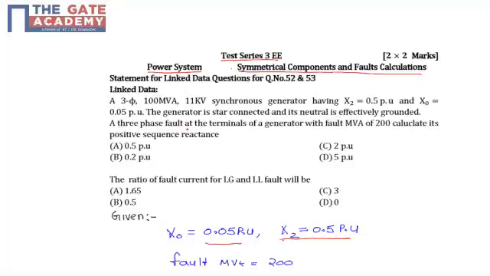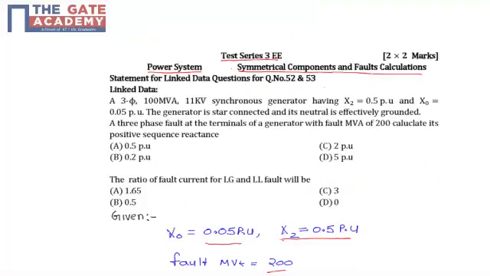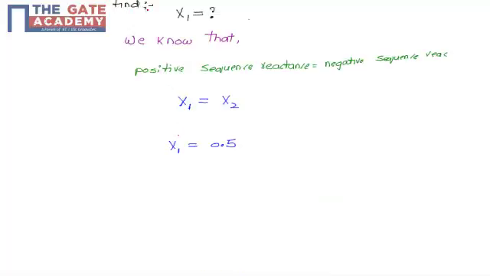A 3-phase fault at the terminals of the generator has a fault MVA of 200 MVA. Given fault MVA is 200, we have to find the value of the positive sequence reactance, that is X1 equal to how much.